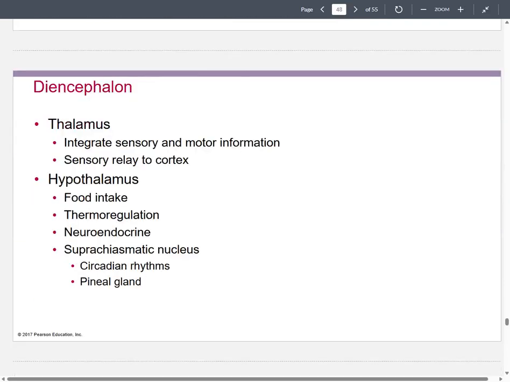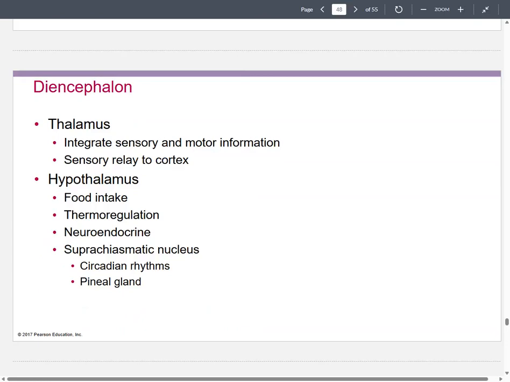So the thalamus, as I mentioned, integrates sensory and motor information. It's a sensory relay to the cortex. Hypothalamus is going to be involved with food intake regulation, thermoregulation, so your ability to maintain a stable body temperature. It is going to be involved with the endocrine system. Specifically, it is going to secrete a series of hormones that are referred to as neuroendocrine, and it's going to regulate the secretion of other hormones.